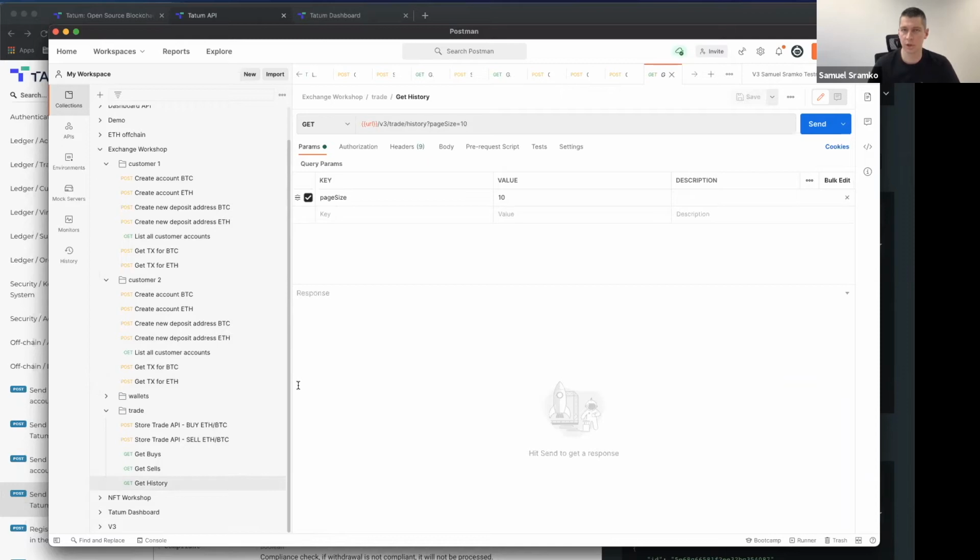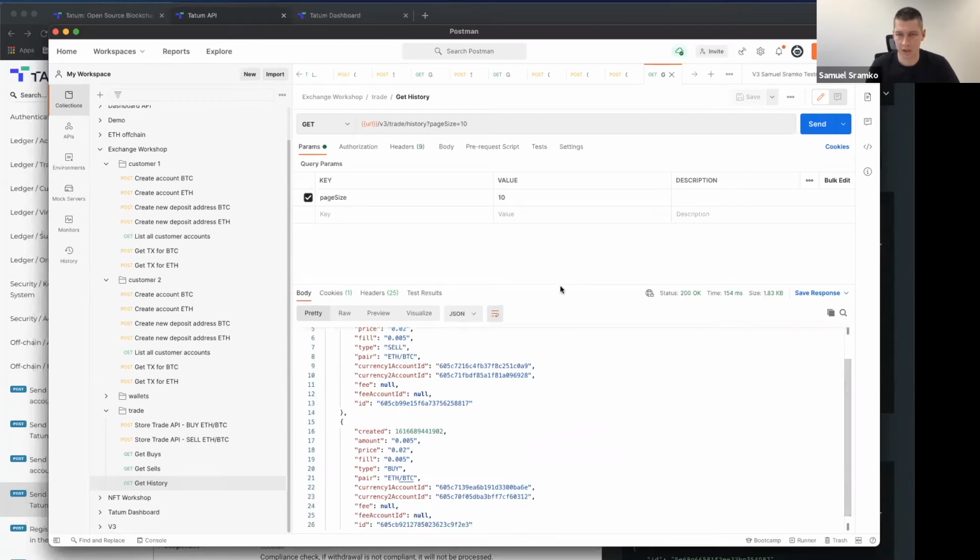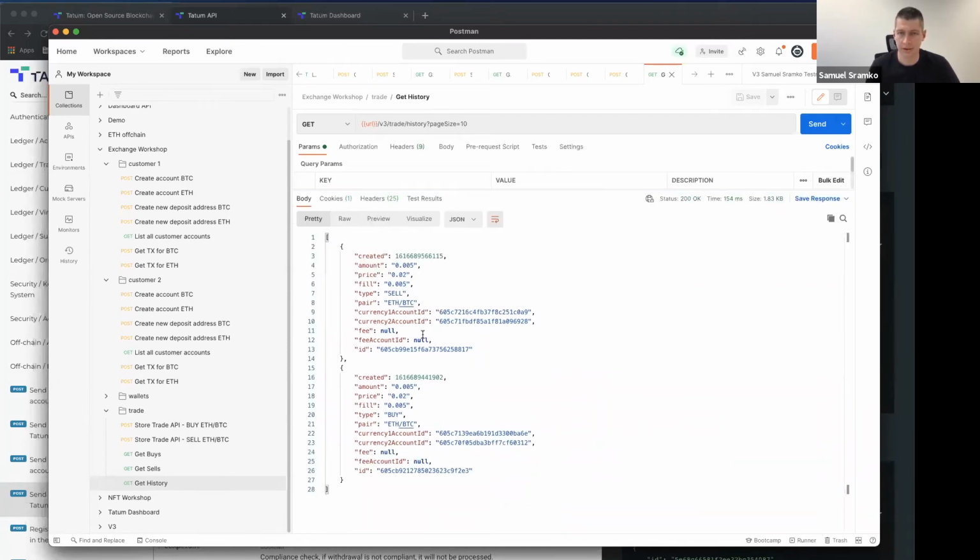We can now take a look at the history of the already closed trades. And we can see right now from the endpoint that there were two trades. The first one was buy, the second one was sell. And those both got filled for 100%.